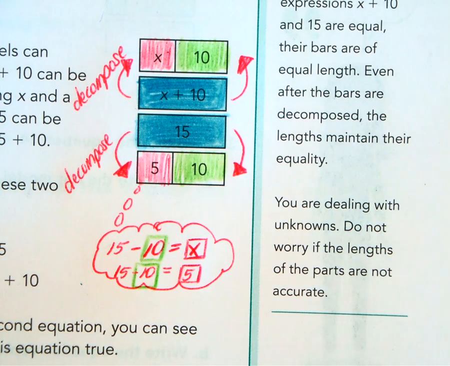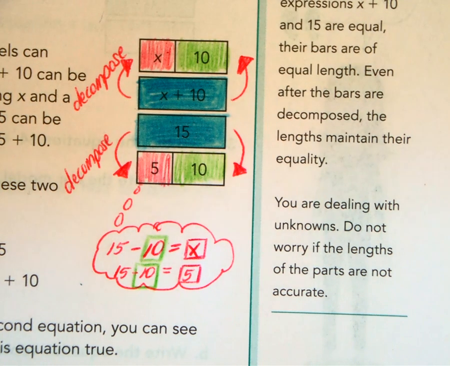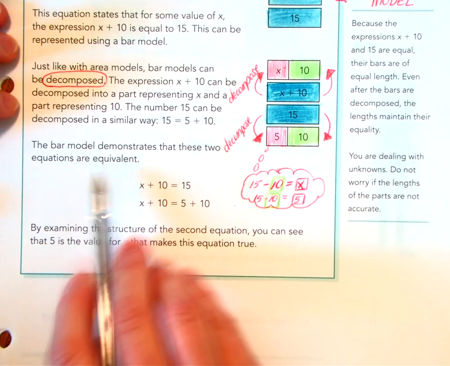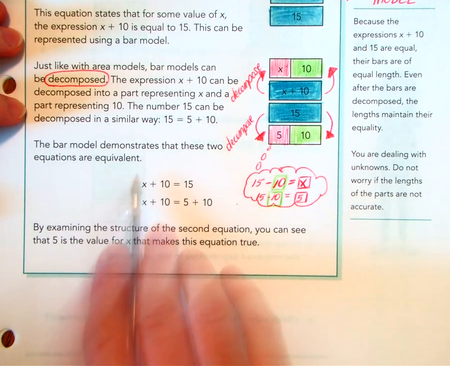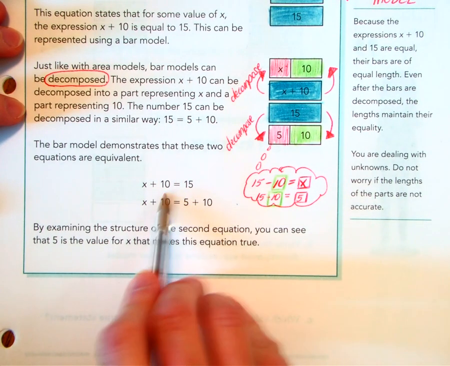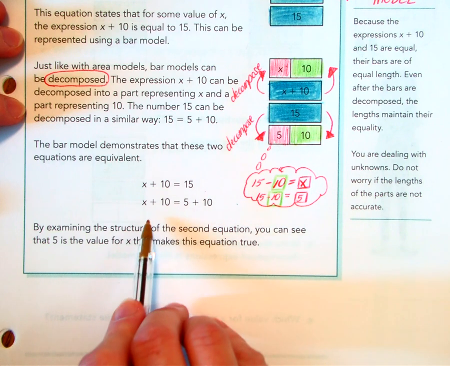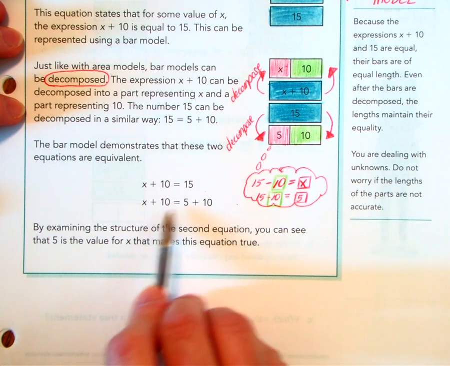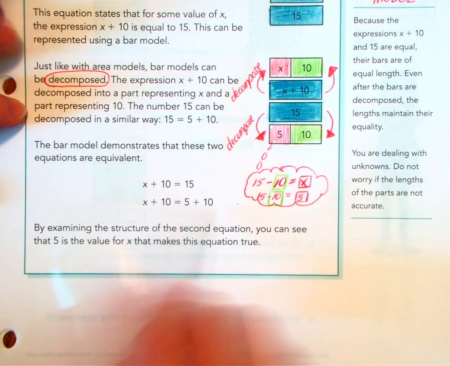That's what's happening. I'm saying the blue bar is worth 15. I'm going to section out a part of it that's worth only 10. So what is the other section worth? It had to be 5. Let's see what else they say for us. The bar model demonstrates that these two equations are equivalent. That x plus 10 equals 15 is the same as x plus 10 equals 5 plus 10.